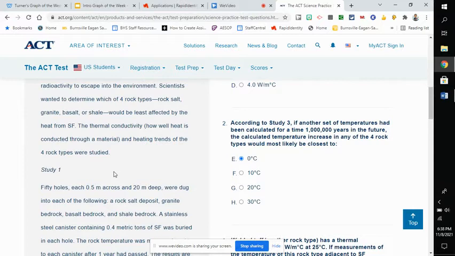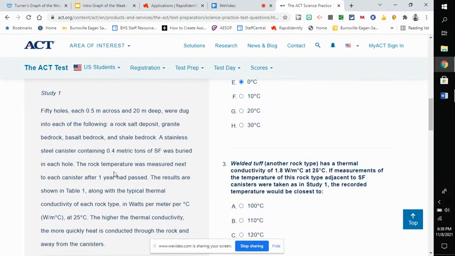Okay, so I'm going to stop there for a second. Understand you don't need to know all of the science behind this. It's giving you the information in the reading that you need to know. There's some vocabulary and certainly a level of reading that you'll need to be able to do. But understand you're not expected to know radioactivity and things like that.